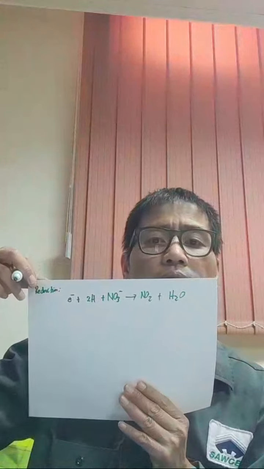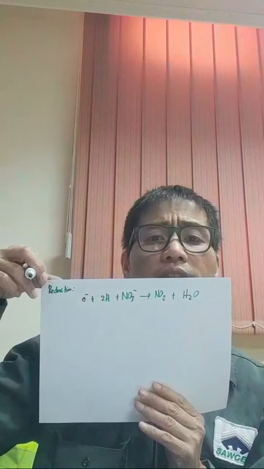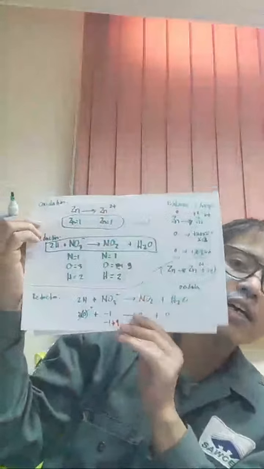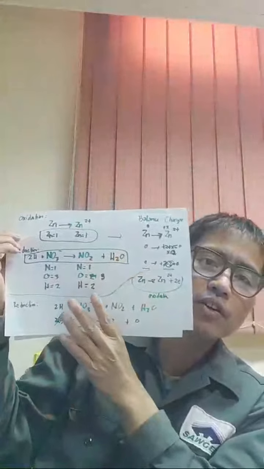One electron, plus 2H+ plus NO3- equals NO2 plus H2O. This is now our balancing of the charges or the electrons for the reduction. For the oxidation, we just copy the results here. The results here are transferred to another paper.